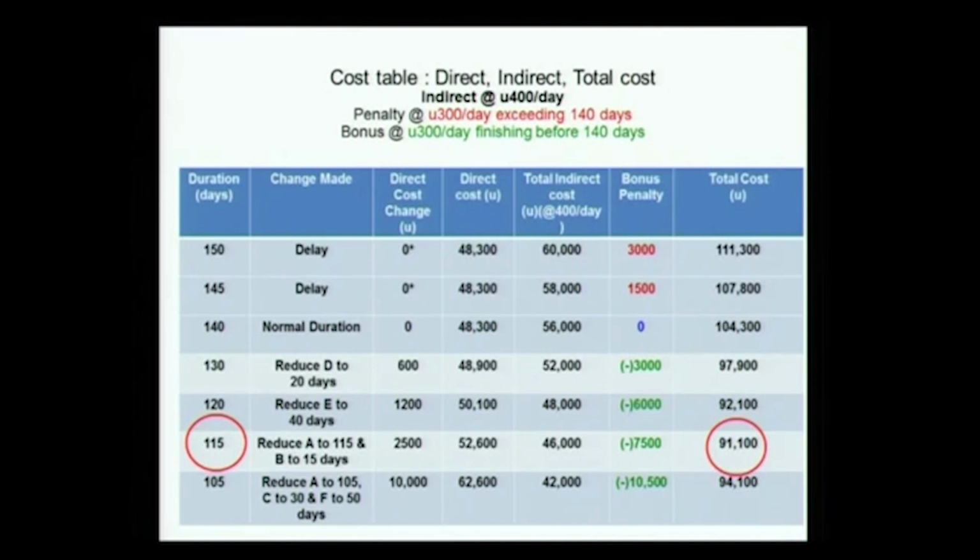In the earlier case, what was the minimum duration? 120. Now when you add the bonus to the indirect cost, what is the slope? 700, right? 400 and 300. So I am basically reducing it at around 700 per day, and you will have to take that into account and see where I am actually going to make the difference.